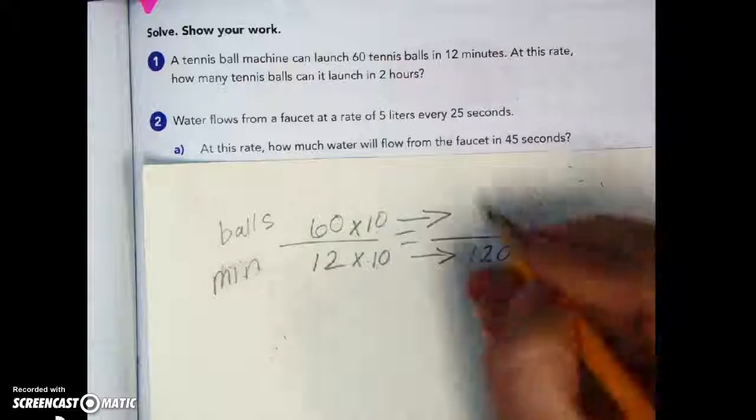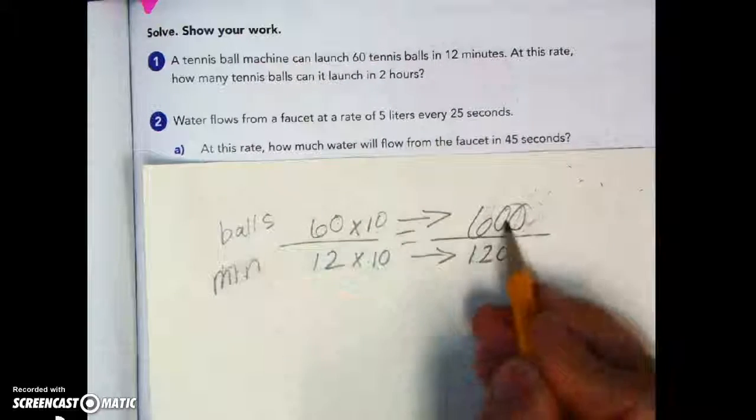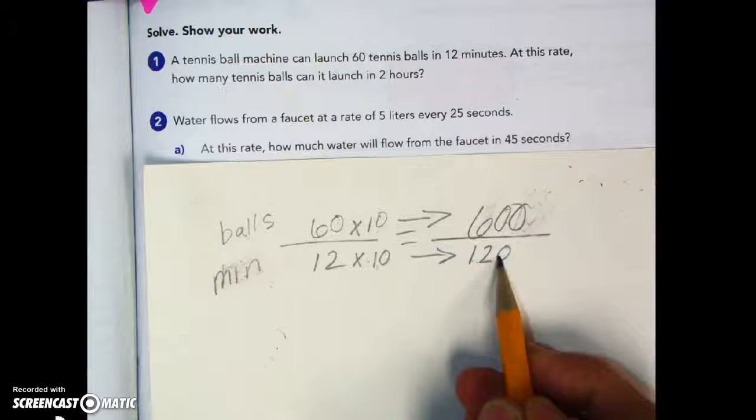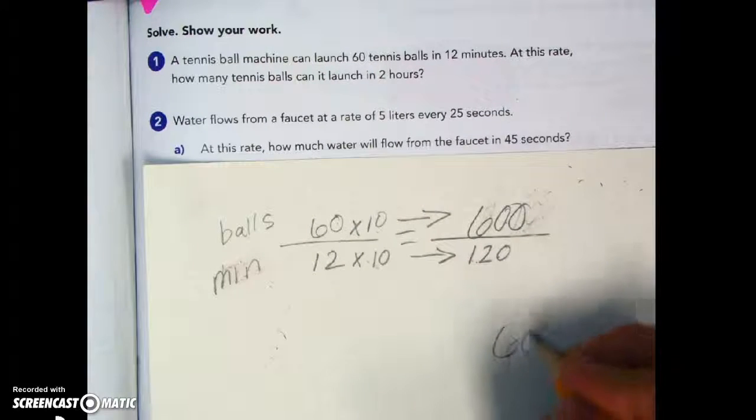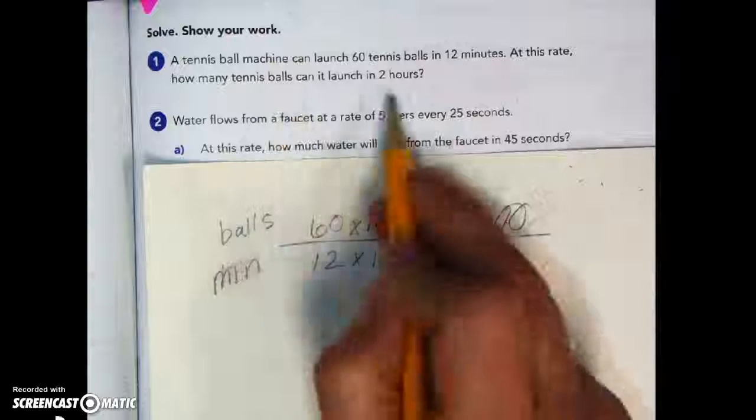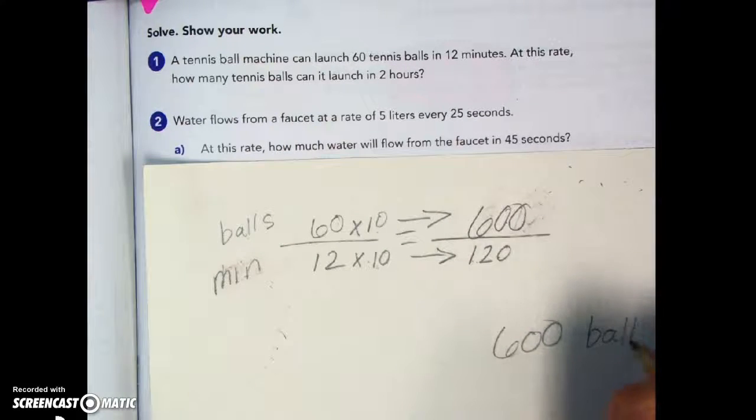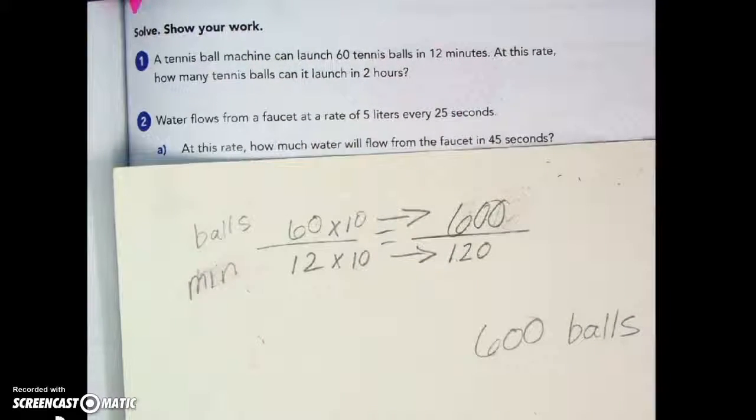And so that is how much? 600 balls in 120 minutes. So my answer would be 600 balls can be launched in 2 hours. Make sure you label it. So hopefully that helps you.